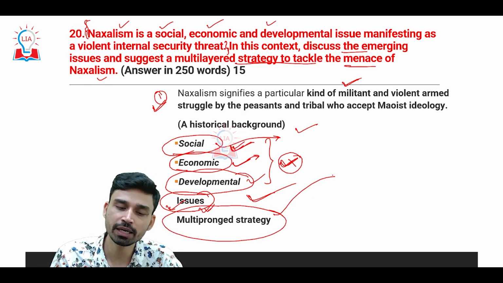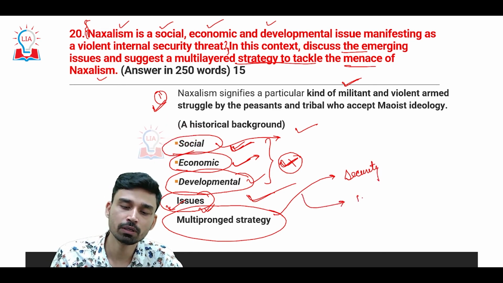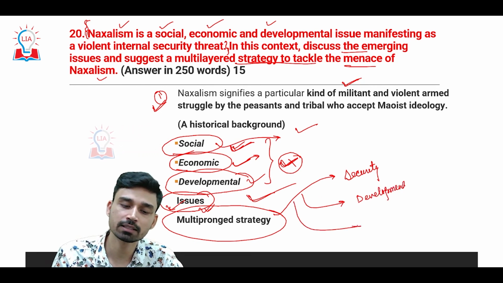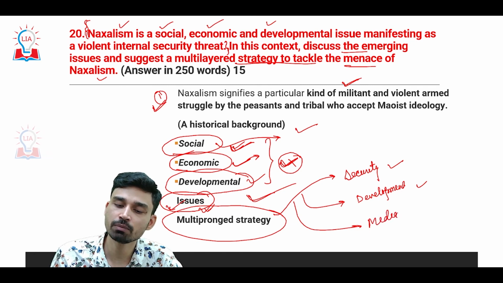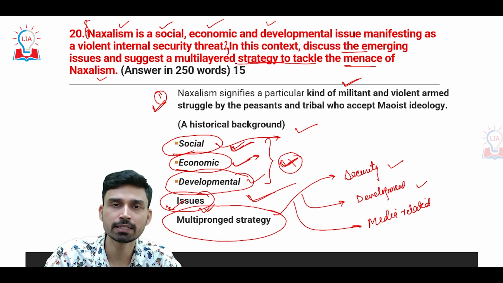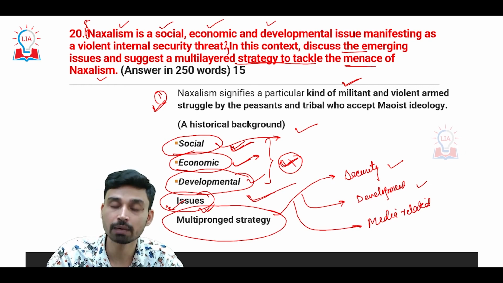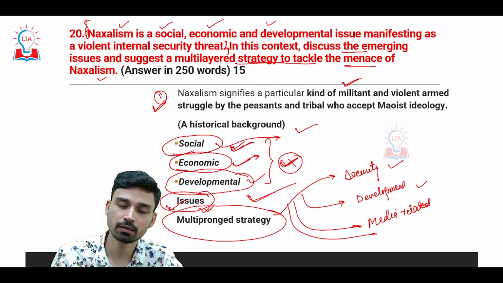Here you have to discuss what strategy the government has taken or should take from the security perspective, and what strategy the government has adopted from the developmental perspective, because the lack of development generally attracts people toward Naxalism. So there is security strategy, development related strategy, and also media related strategies, because many times the government is not able to reach out to the people in these rural areas, and the Naxals are able to reach these areas, and thus people fall into the trap of Naxal literature and the Naxal viewpoint.